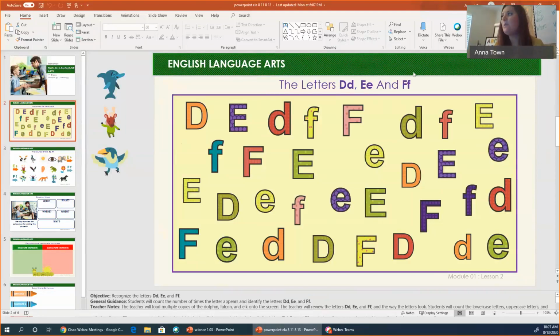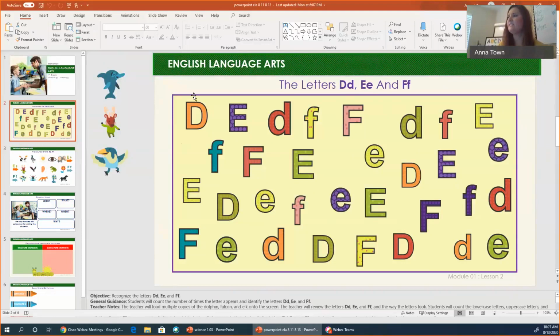And lastly, what sound does the letter F make? Good job. You should see that Miss Town is putting her top teeth on her bottom lip and pressing air out. That is how we make the F sound.